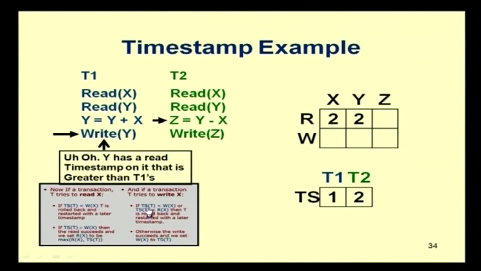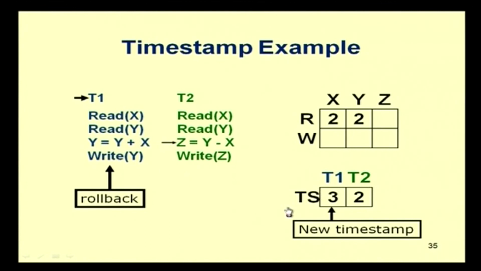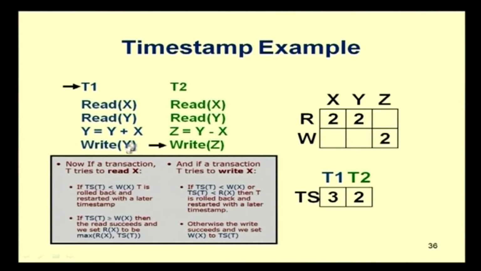See, TS(T1) is less than W(x), no, we do not have a W(x) value of 1, but TS(T), that is 1, this is the first transaction, is less than R(y), and R(y) is 2. So, this is less than this. So, what do we have to do? We have to roll back this, and we have to give it a timestamp that is greater. So, you roll back this and you get the new timestamp. That is what we do here.